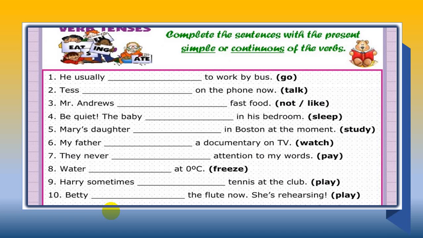Number 9. Harry sometimes space tennis at the club. Play. Yes, we have here sometimes, so we put present simple. Harry sometimes plays tennis at the club.